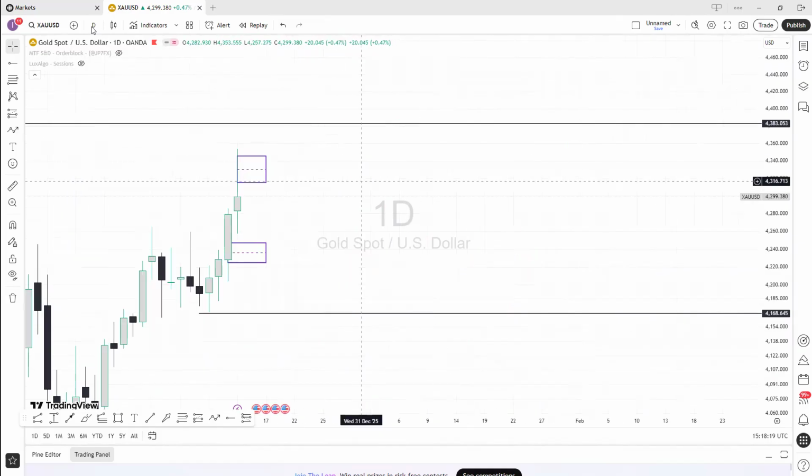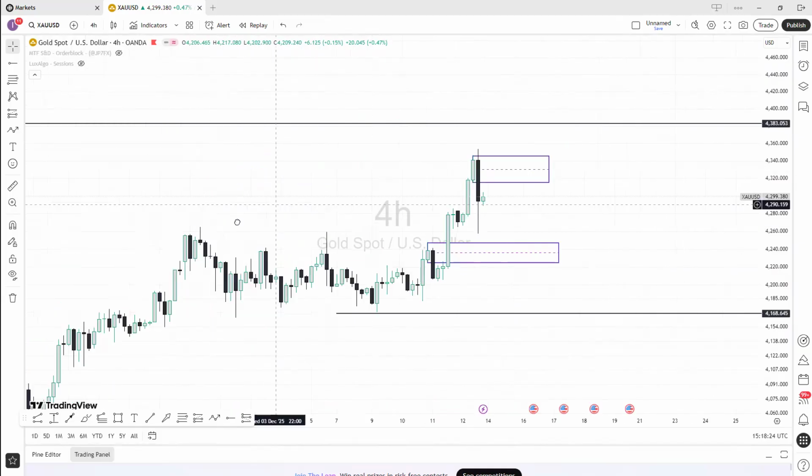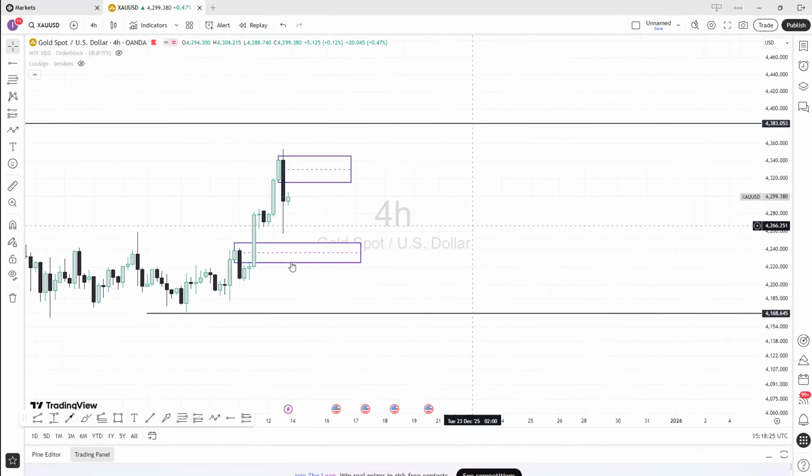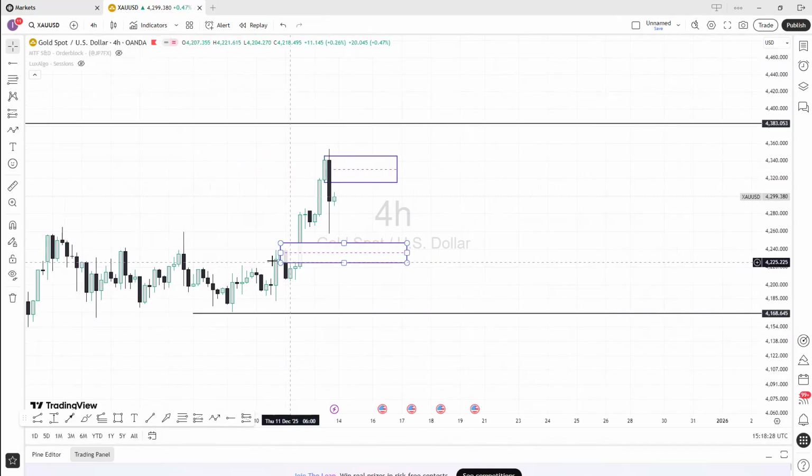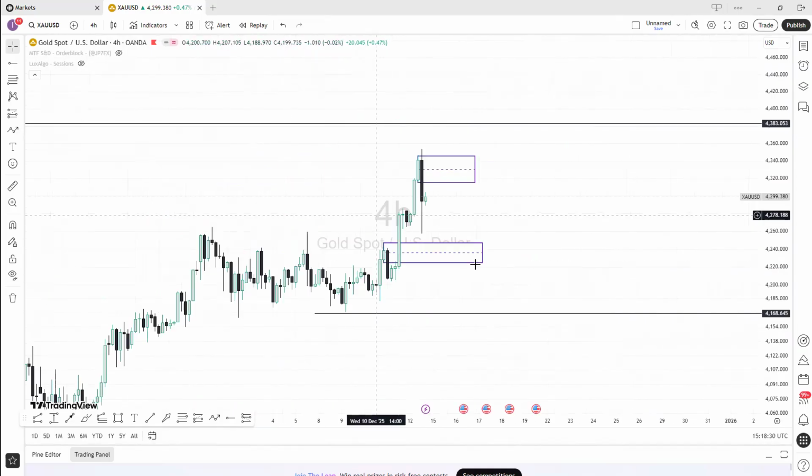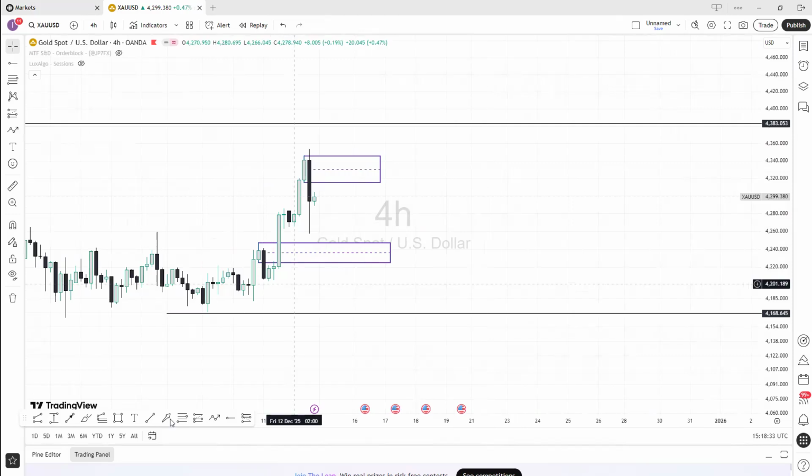Okay, we can shift to the 4-hour time frame. On the 4-hour time frame, we have that major zone. On the extreme demand or extreme discount level, we have that 4-hour breaker block. Also, on the extreme premium zone, we have that supply.